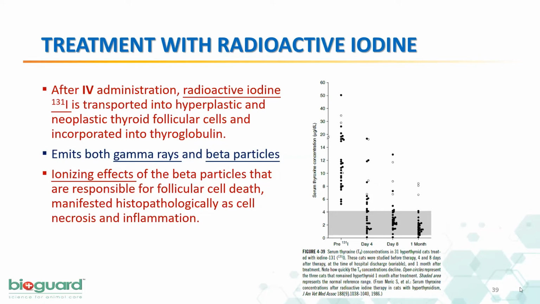So this treatment is also very effective, as you can see in the case study here, where you can clearly see that initially the cats without the treatment showed high levels of T4. However, when the radioactive iodine is administered, within 1 month, most of the cats come into the reference range of T4 levels.